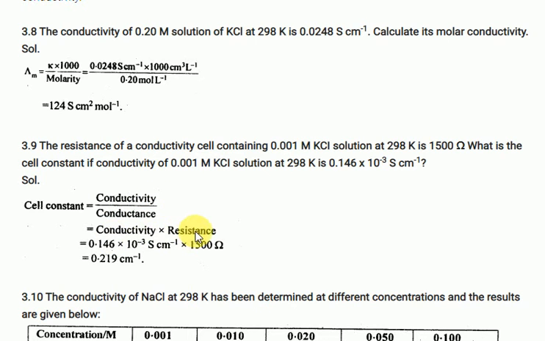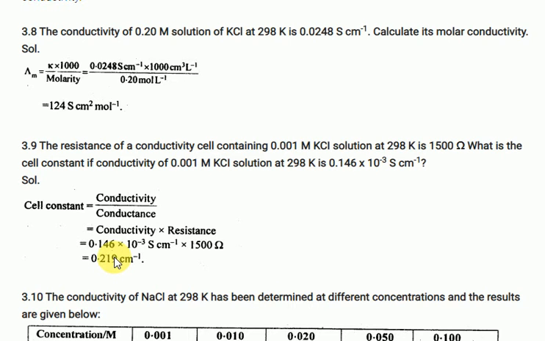So cell constant is conductivity into resistance. The conductivity value is given here. Look at this value, it is the conductivity. How much resistance is given? This is the resistance. Multiply both and you will get the answer.